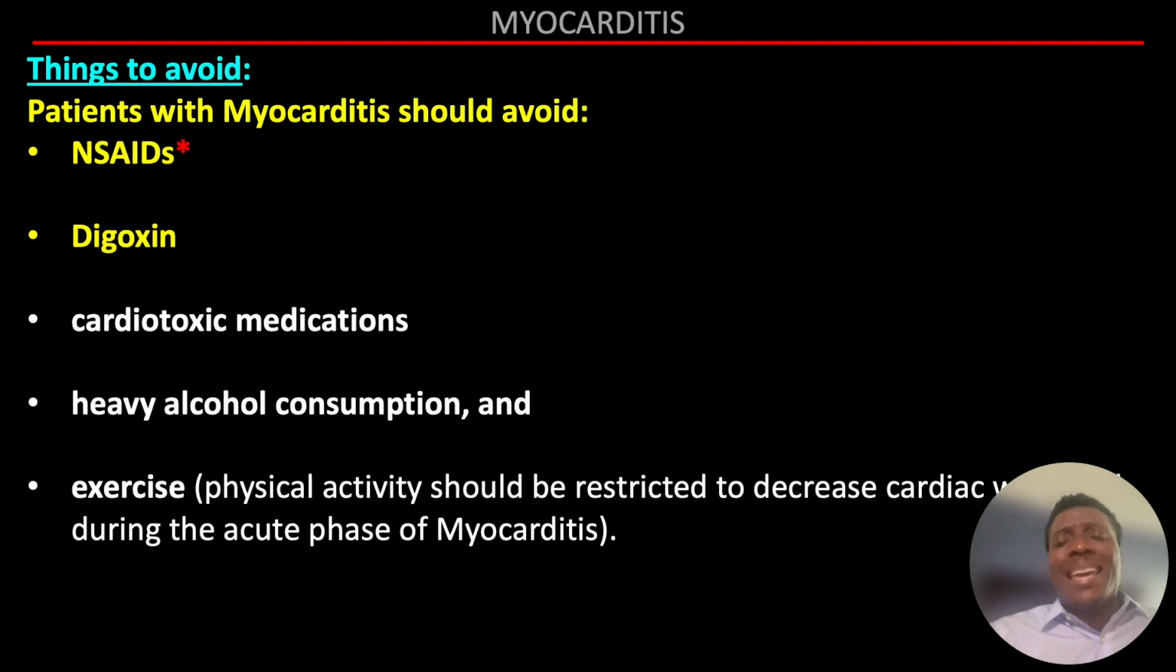You want to try to avoid NSAIDs in these patients whenever possible, just because NSAIDs may delay the healing and repairing of the myocardial tissue after the necrosis, and therefore, whenever possible, we try to avoid NSAIDs to reduce damage to the heart. Same thing with digoxin. Digoxin can also make the heart work harder, and if I'm trying to repair myself, working harder is not going to help. It's going to just cause more harm than good. And any other cardiotoxic medication you want to try to avoid whenever possible.